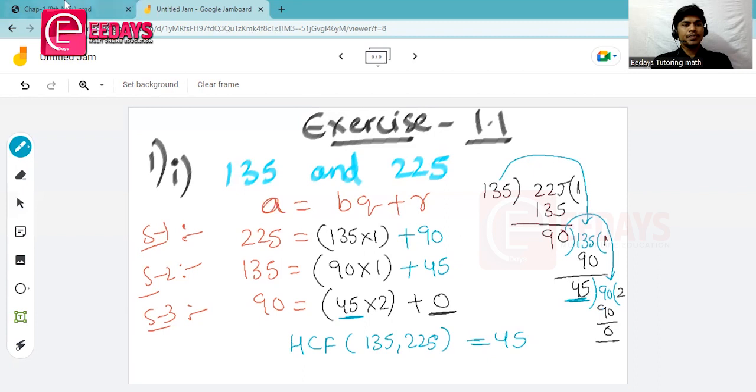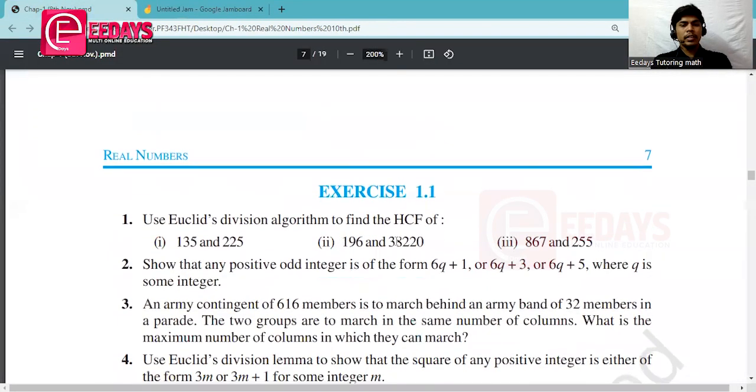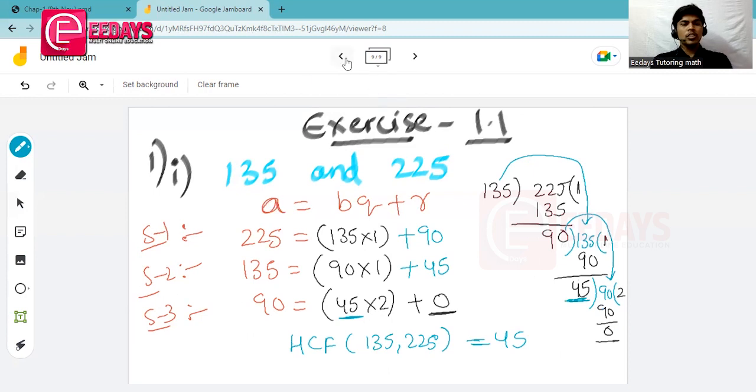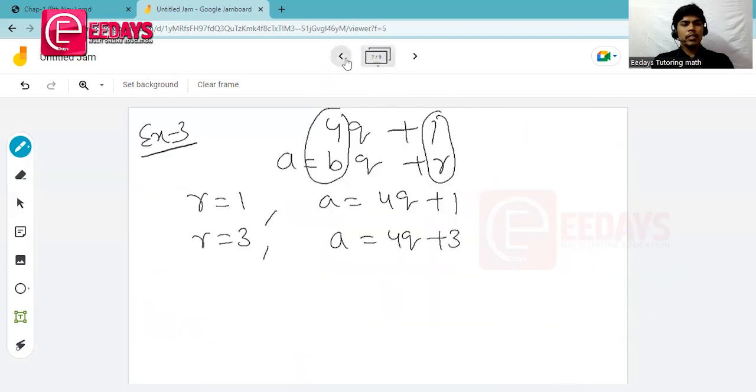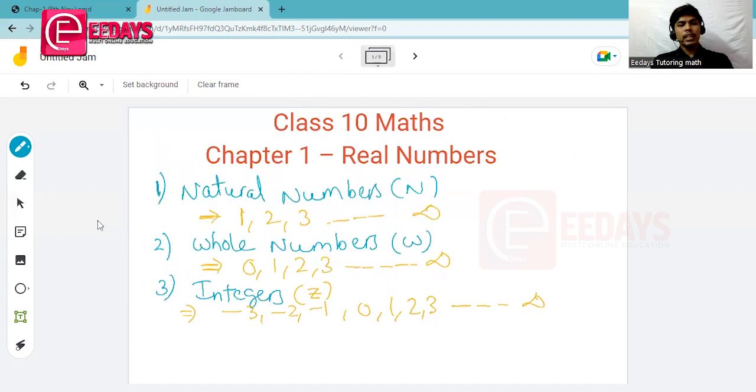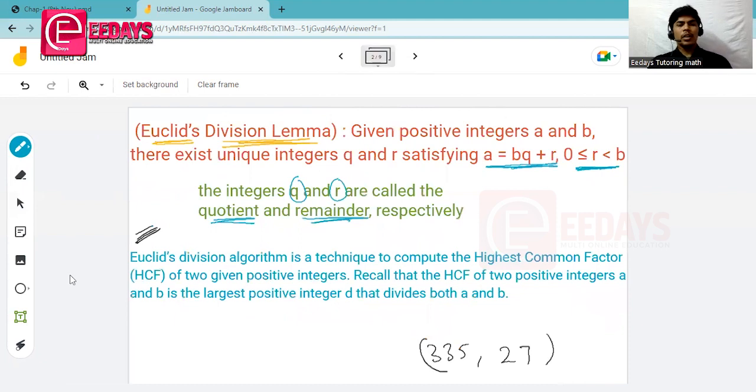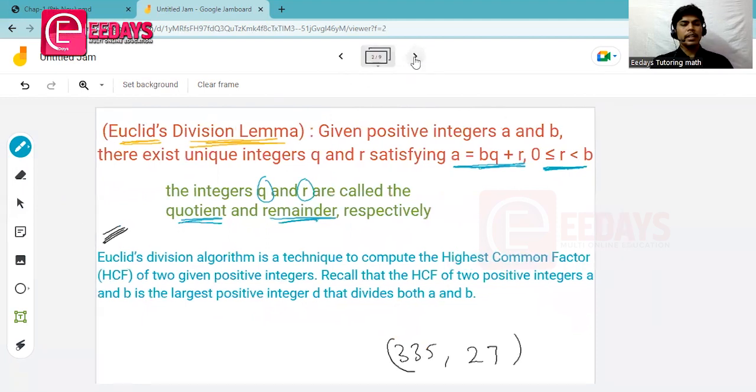Okay, so the remaining questions we'll do in the next session. Before that, let's summarize what we learned till now. We started from the number system, the whole number system, what we learned in the previous classes about natural numbers, whole numbers, integers, and all those things. And we already learned about rational numbers and irrational numbers.